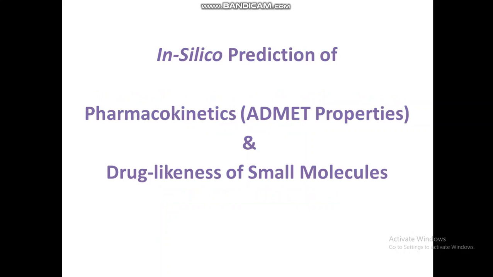In our next video, we will discuss in silico prediction. In silico prediction means computer-based prediction of pharmacokinetics, that is, ADMET properties and drug likeness of small molecules. When we are going to design our drug, we should take these properties into consideration, so that before designing and synthesizing our compound, we can predict the pharmacokinetics, ADMET properties or drug likeness of our compounds. We will discuss in that video how we can predict those properties.